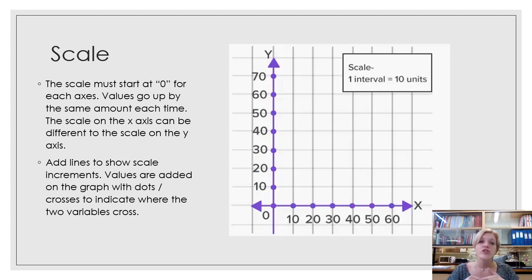Okay. So the scale must start at 0 for each axis. The values go up by the same amount each time. The scale on the x-axis can be different to the scale on the y. It doesn't have to be the same, guys, really. Add lines to show scale increments. Values are added on the graph with dots and crosses to indicate where the variables cross.